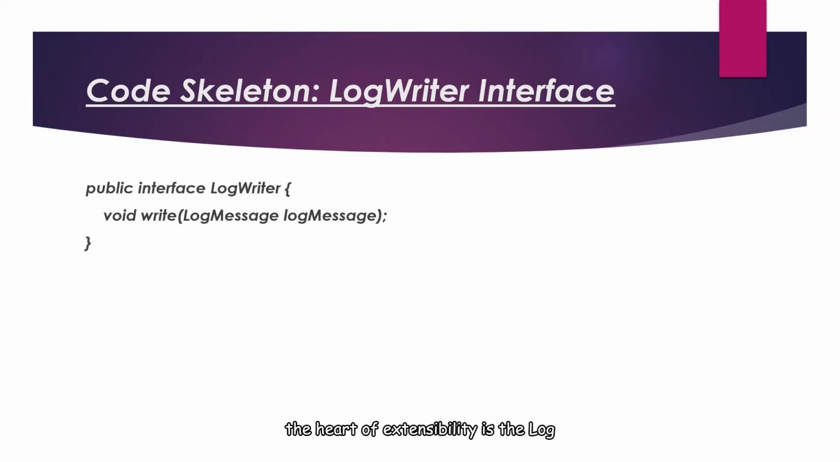At the heart of extensibility is the log writer interface. It defines a single, elegant contract, the write method, which accepts a log message. Any class that wants to become a log writer, be it a console, file, or network destination, simply needs to implement this interface. This follows the dependency inversion principle beautifully. High-level modules like logger depend on abstractions, not concrete implementations, which means you can add new writers anytime without touching or risking existing code.